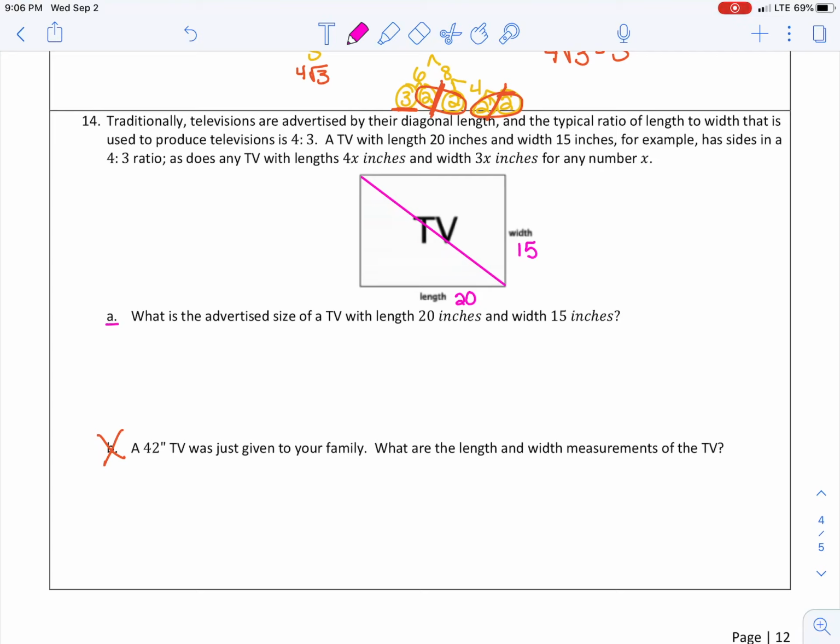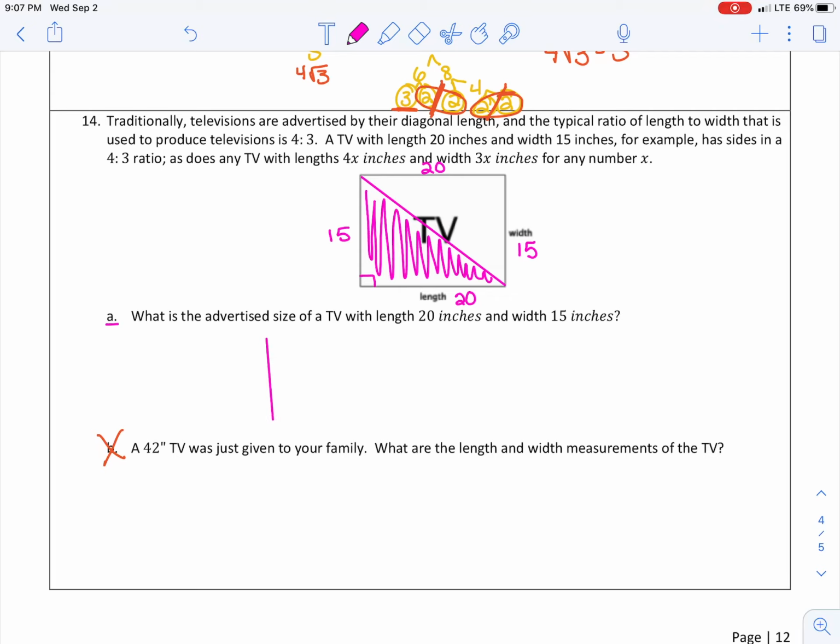So that means that this side is also going to be 20, and this side is also going to be 15, because a TV is a rectangle, and opposite sides are congruent. We know a rectangle has 90-degree angles as well. So if you look here, that means that we're looking at a right triangle. So I'm going to draw that triangle out.